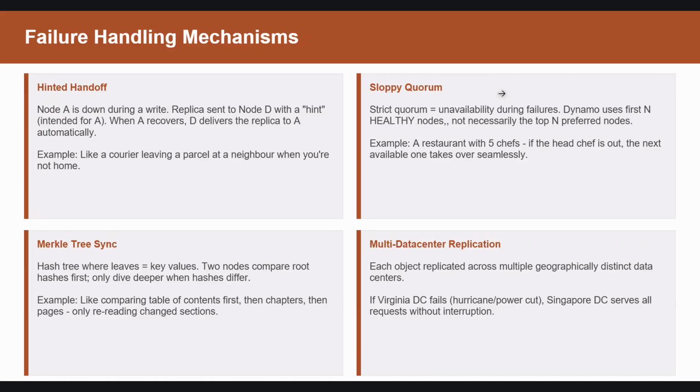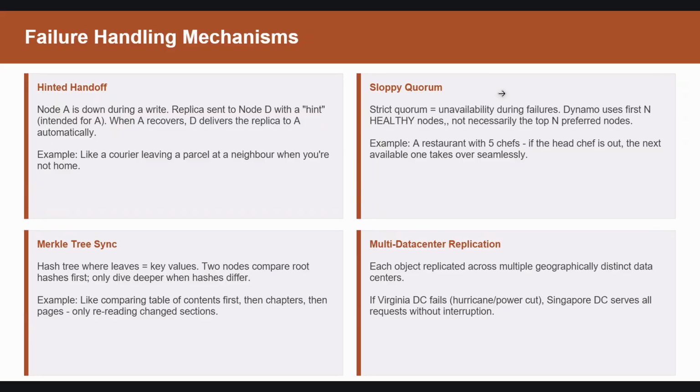If node A is down during a write, the data is sent to node D instead, with a hint that says this actually belongs to A. When node A comes back online, node D automatically delivers it to A. No data is lost.